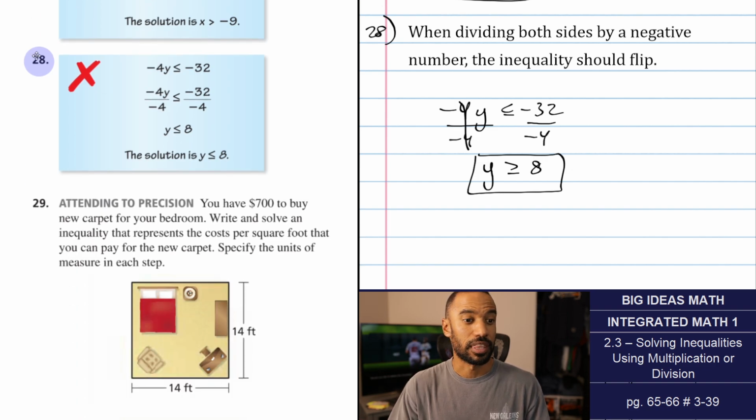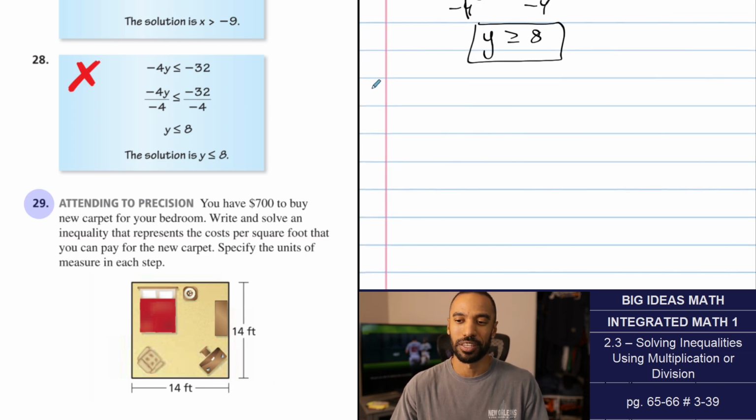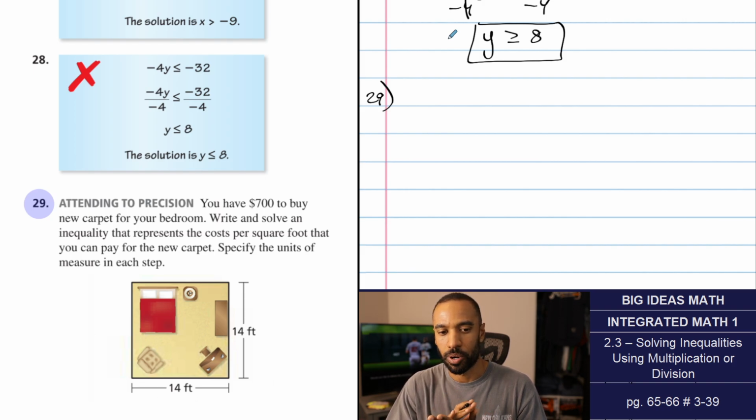I'm glad they're talking about it. And really, remember, they're really stressing it. Numbers 1 and 2, the vocabulary and core concept check, both stress this completely as well. All right, number 29, attending to precision. You have $700 to buy new carpet for your bedroom. Write and solve an inequality that represents the cost per square foot that you can pay for the new carpet. Specify the units of measure in each step.